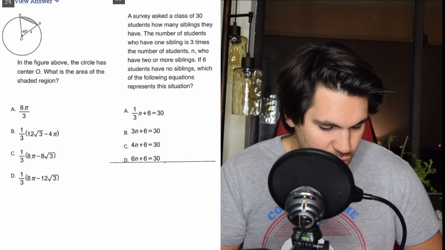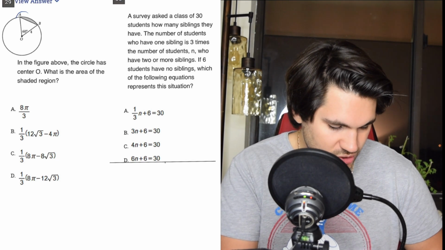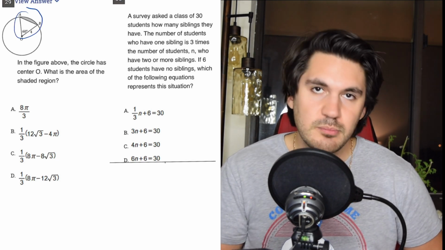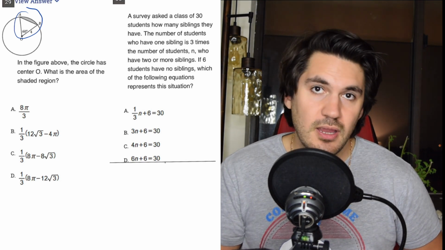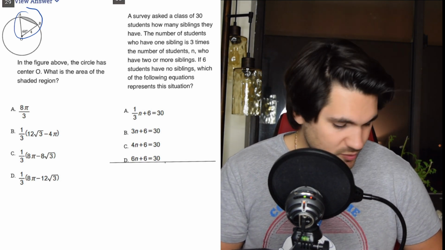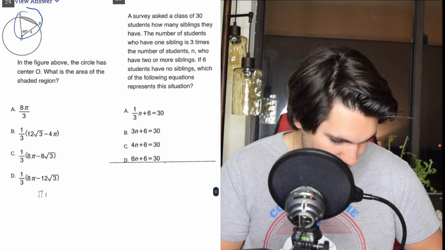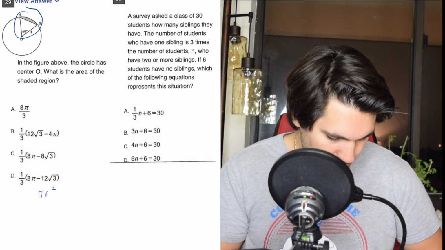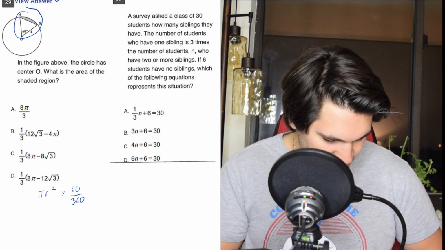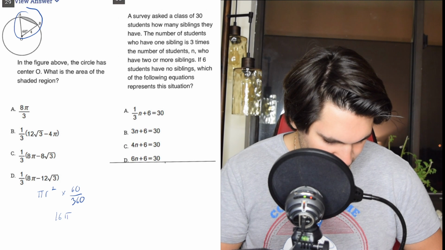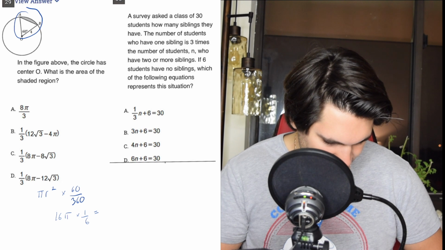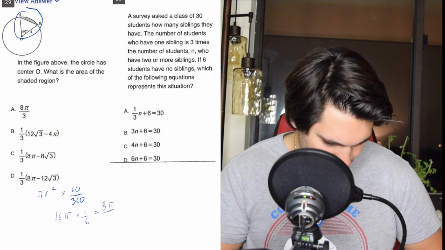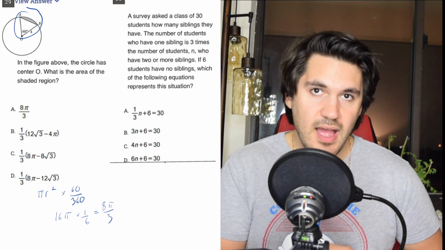Well, we know we have this area over here with the triangle and the shaded region. We know that's 60 degrees, so we need to use sector area. We know it's going to be 1/6 of the area of the circle. So we're going to start with pi r squared, but it's going to be pi r squared times theta over 360, which is 60 over 360. So pi r squared is 16 pi, times 1 over 6. So we're going to be left with 8 pi over 3 as the area of that entire sector.